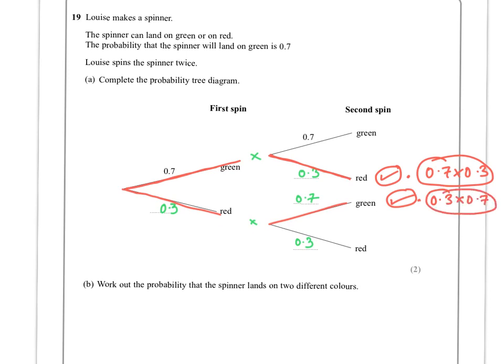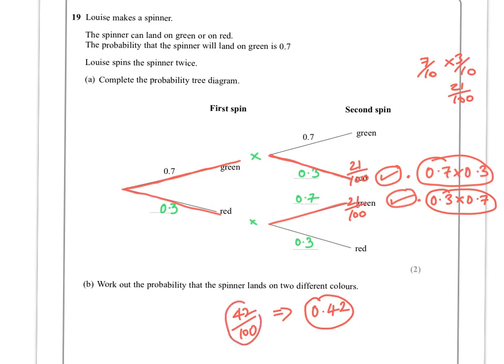well, 7 3s are 21 and 10 10s are 100, because you've got basically 7 tenths times 3 tenths, which is 21 hundredths. So you've got 21 hundredths for here and 21 hundredths here, and then in total you'd have 42 hundredths, or 0.42. So you can give your probability as a decimal. Don't have a decimal more than 1, because that would be impossible, or a fraction.